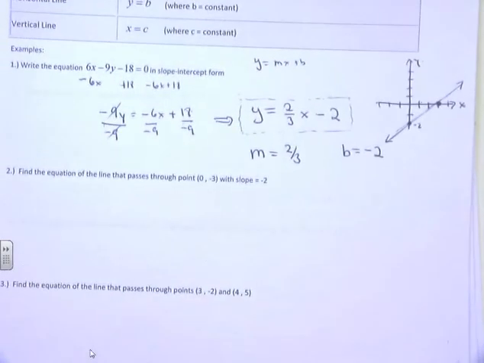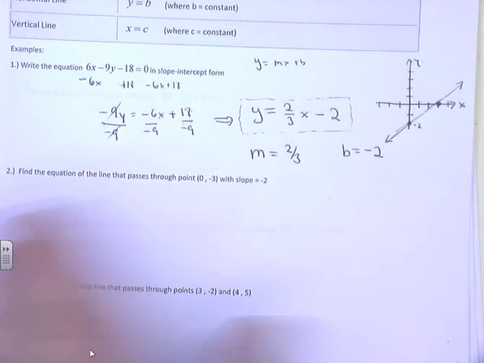Question? Yes, sir. Can you go from slope-intercept to point-slope? No. Well, you can, but who cares? Let me explain that. There's no reason to do that.